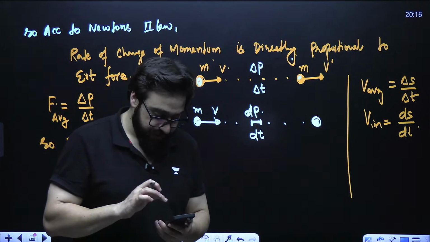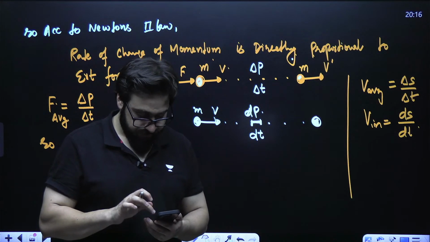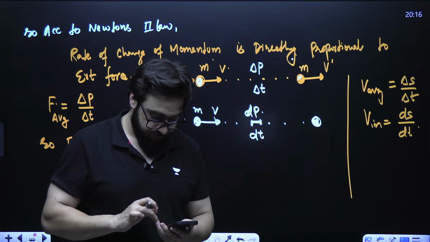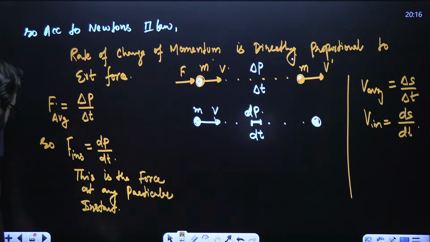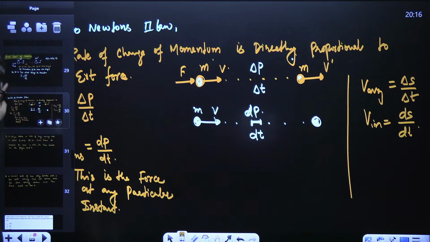Is this clear? Great. Guys, simply remember that if external force is acting on a body, because of that external force, there will be change in momentum. And force is equal to delta p by delta t.